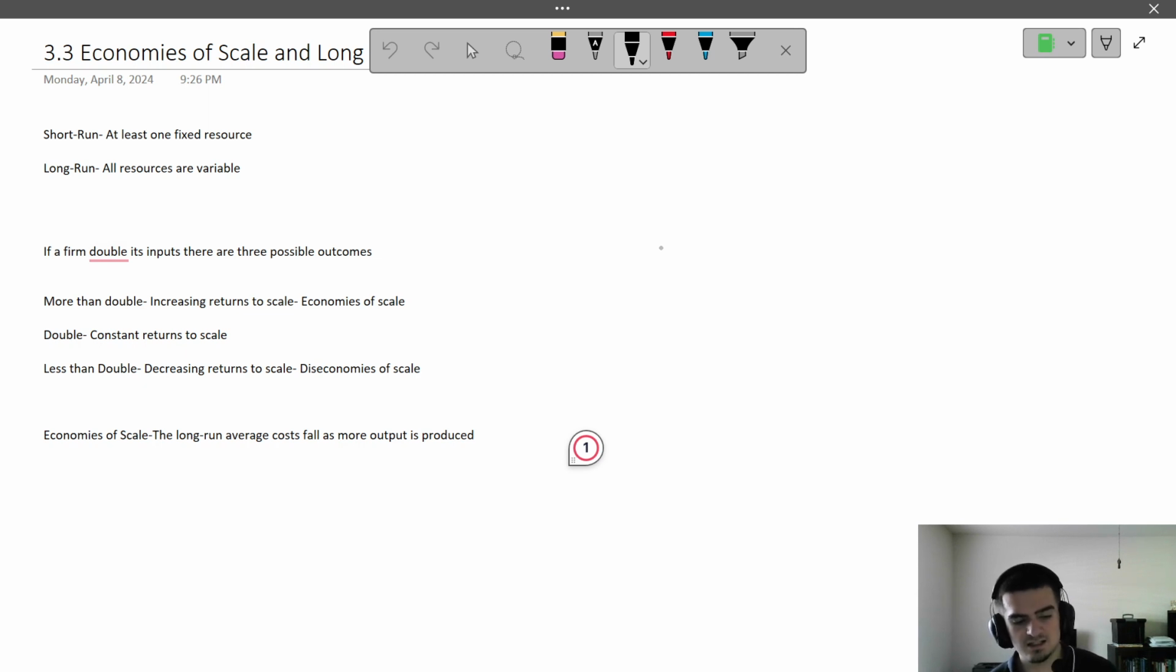Economies of scale is just the idea that long run average costs fall as more output is produced. I'll go to the bakery example. If you think of a really efficient factory that makes bread, their cost per loaf is probably a lot cheaper than your local bakery. So because they're bigger, in the long run, their average cost falls.